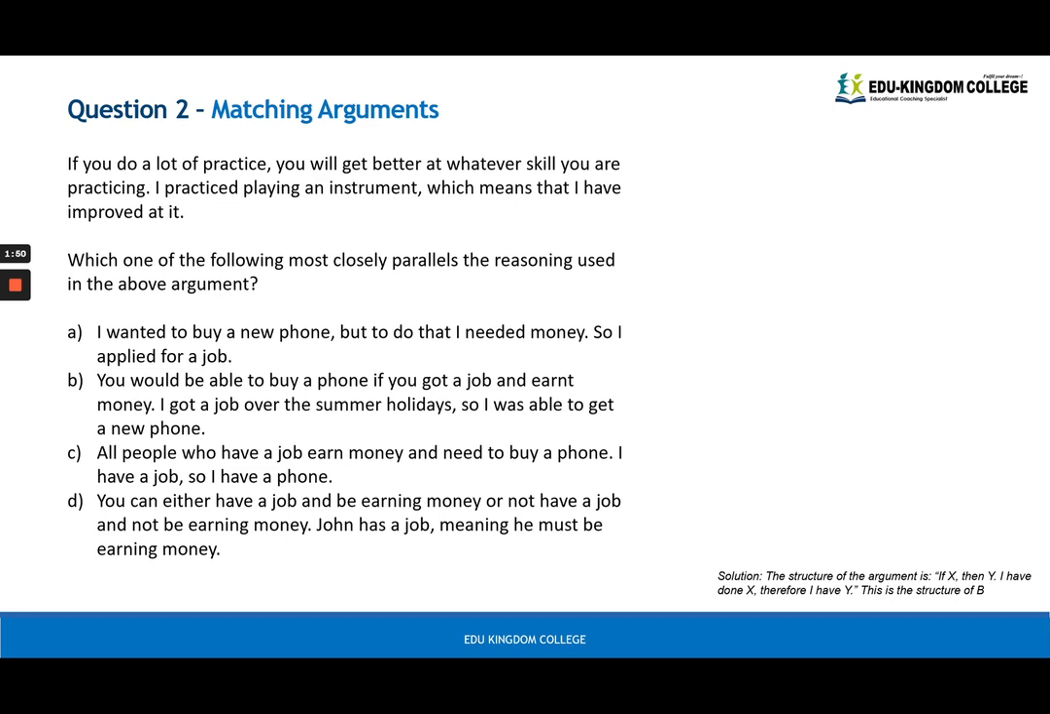Okay, 2. For matching argument questions, remember we replace the juicy parts or the subjects with letters. And that will leave a skeleton, which we can apply to the other answer options. So if you do a lot of practice, you will get better at whatever skill you are practicing. If we do A, then you will get B. I practice playing an instrument, which means I've improved at it. I have done A, which means that B will happen. Well, B has happened.